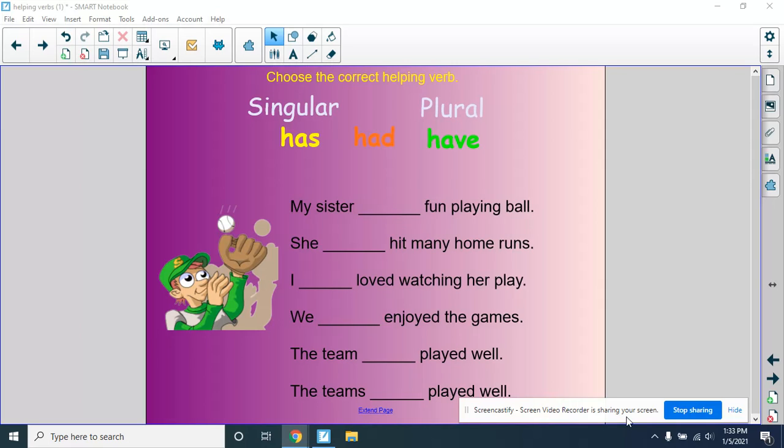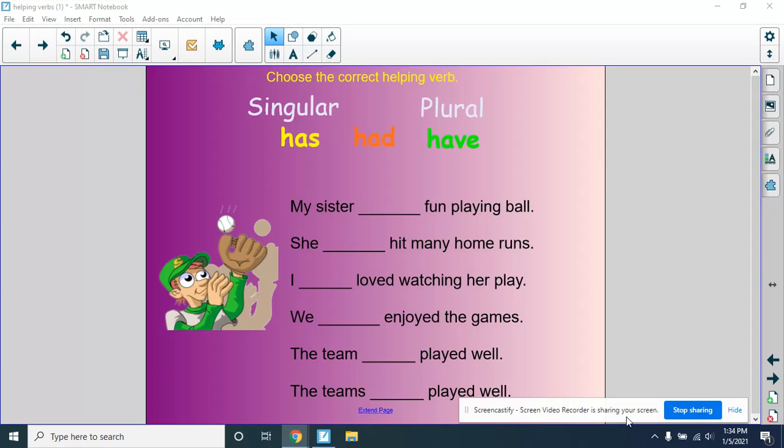So using these three helping verbs, has, have, and had, to help the main verb show an action in the past, only in the past tense. These are past tense helping verbs. Both the main verb and the helping verb must agree with the subject of the sentence. Has, that's the one we use with the singular subject. Or if you have a singular pronoun like he, she, or it, then we use has.